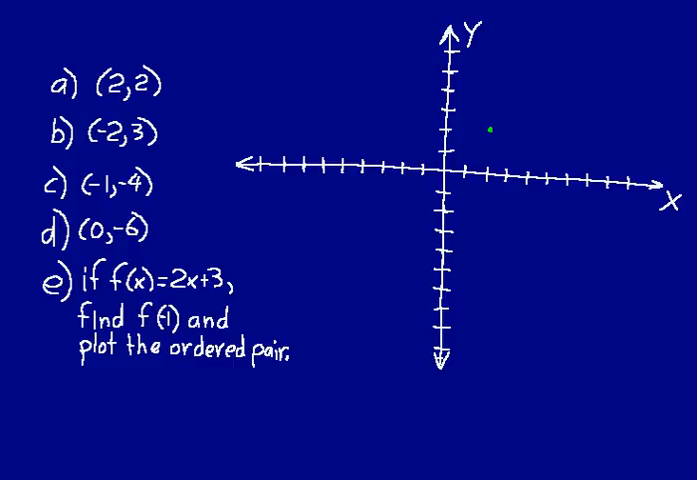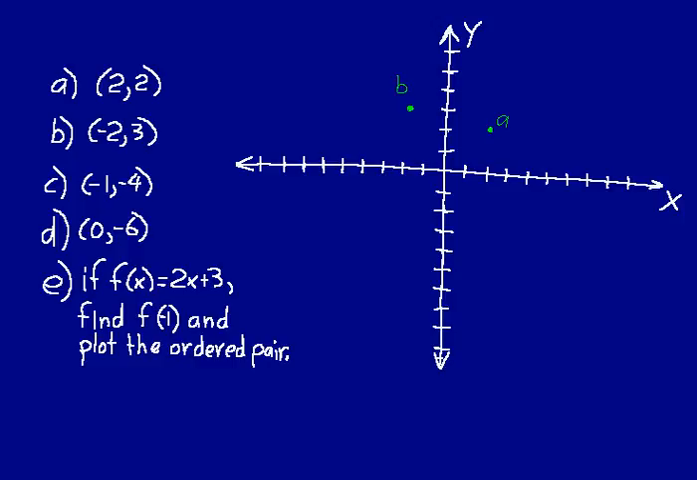B is negative 2, 3. That tells us that we're in the second quadrant because the first number is negative, the second one is positive. So we go to the left 2 and up 3 and put our point right there. And that would be -2, 3. I'll go ahead and label these. This one's A, this one's B, just so you can keep up with them a little better.